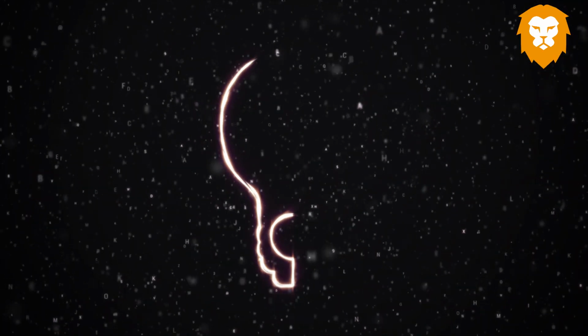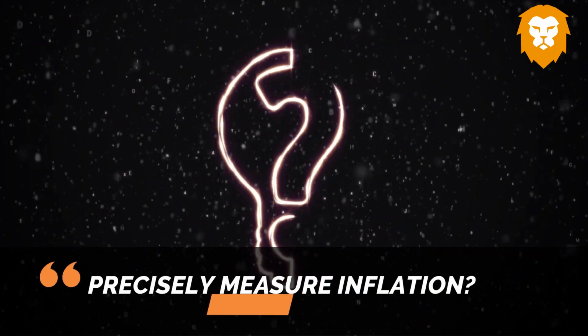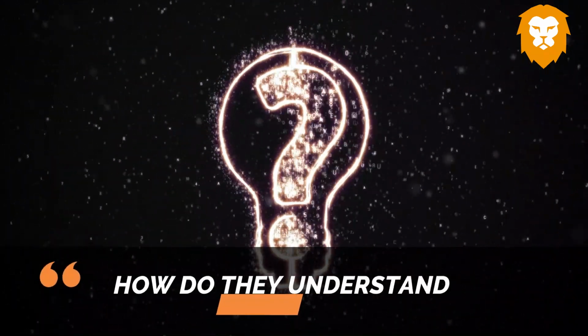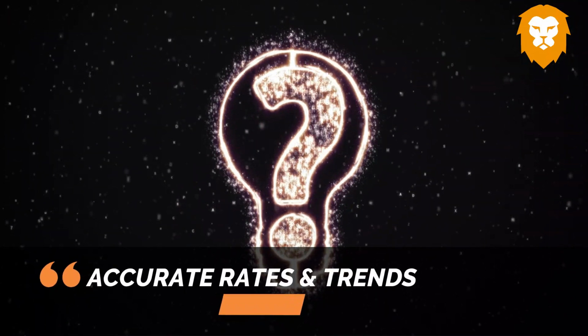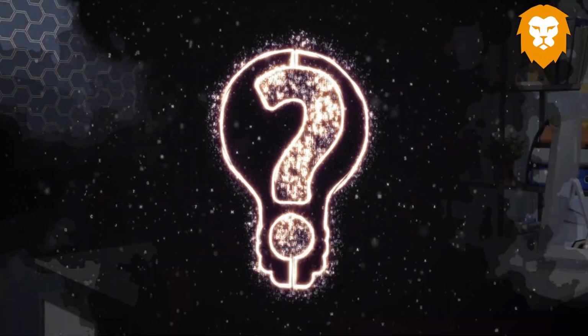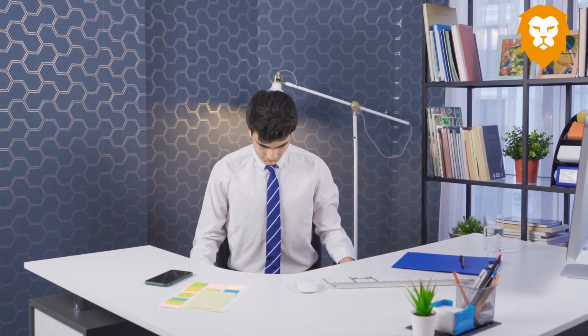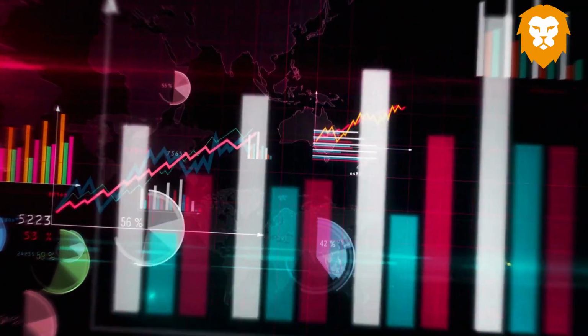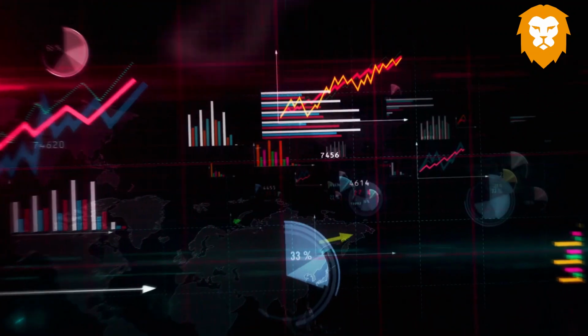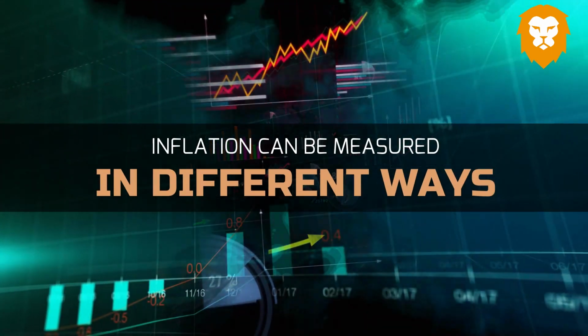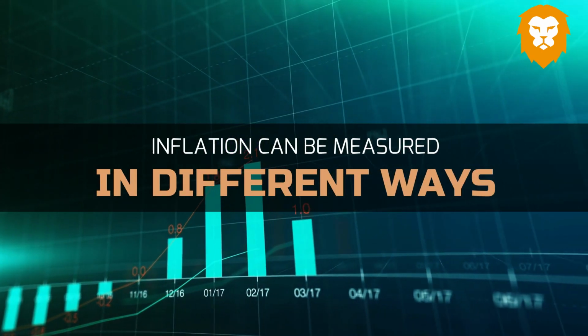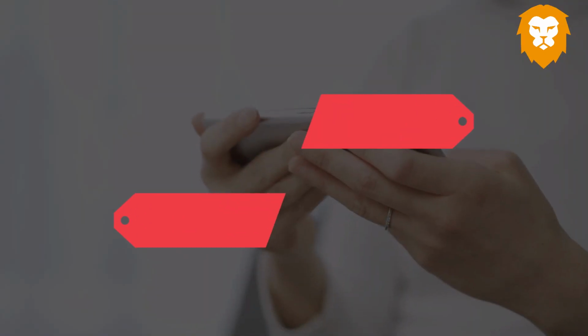Now, we keep on talking about how inflation happens and what causes it, but the golden question is, how does the government precisely measure inflation? How do they understand its magnitude? And how do they produce accurate rates and trends for people to grasp? Sit back and relax as we help you understand how to measure inflation and what other amazing things we can learn from it.